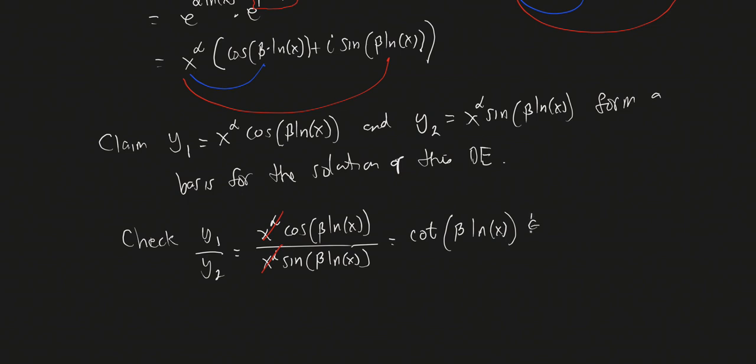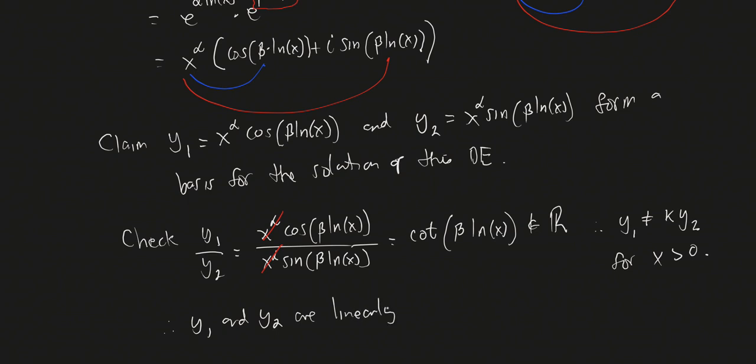So this is not a constant. And therefore, what we can say is y1 is not a constant multiple of y2 for all x greater than 0. Therefore, y1 and y2 are linearly independent. So I wanted to remind you of this, right?